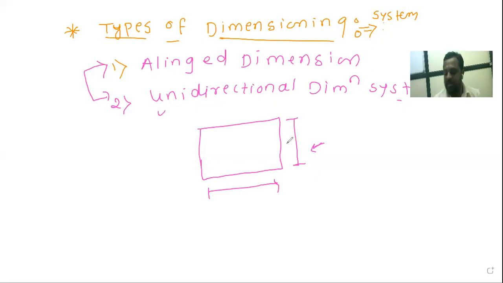Okay, before that we should know what is meant by the aligned dimension and what is meant by the unidirectional dimension. So, anybody having any idea about that? Yes, what is meant by the aligned dimension and what is meant by the unidirectional dimension system?